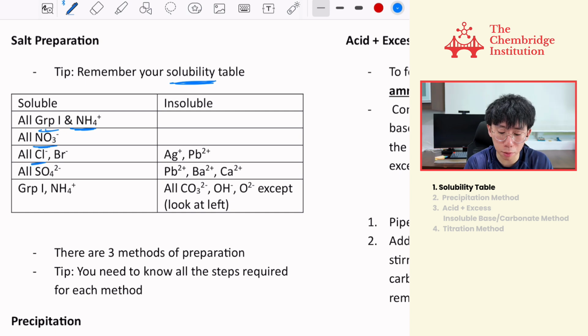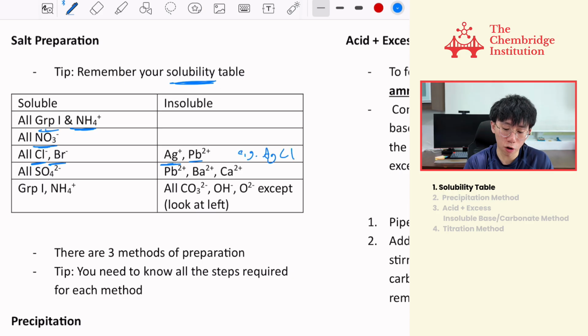All your chlorides and bromides, these are all soluble, except if these chlorides and bromides, basically these halogens, are paired up with silver or lead. So for example, your silver chloride, your silver bromide, your lead 2 chloride, your lead 2 bromide, all these are insoluble.